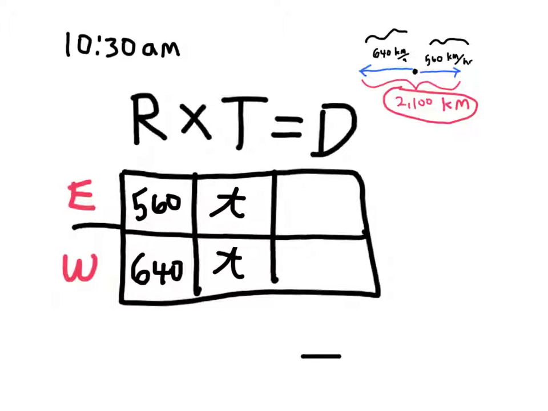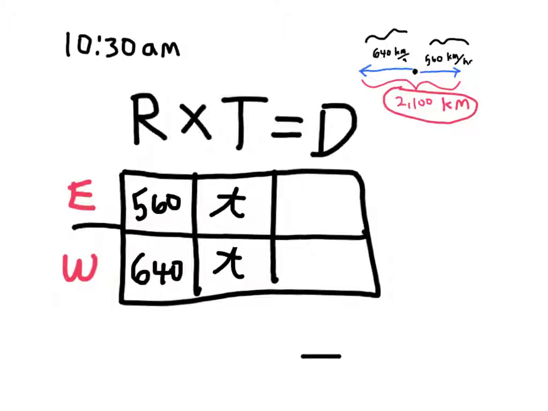T for time. Okay. T for obvious reasons. I also don't want to use an X because I don't want to confuse it with this multiplication symbol up here. Okay, so we have T for time, and we're safe putting T here and a T here because we know that this plane traveled for the same amount of time as that, namely T hours.